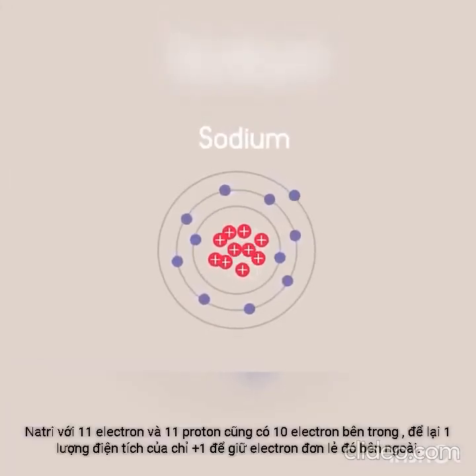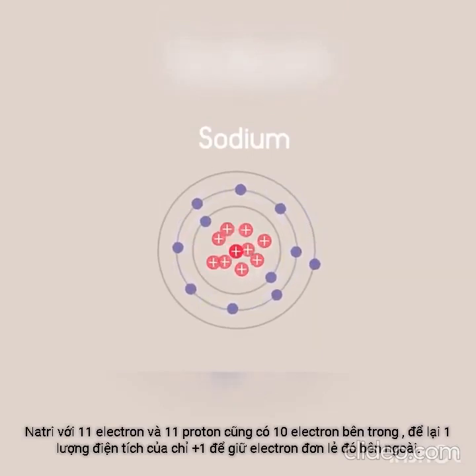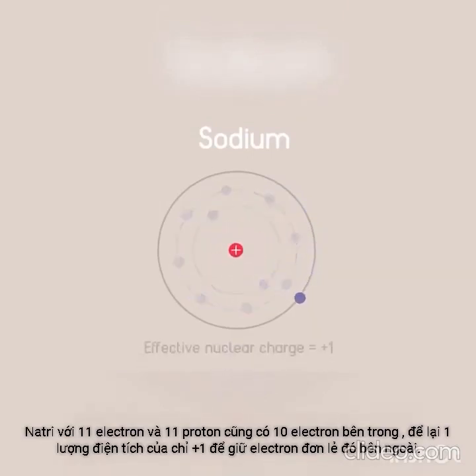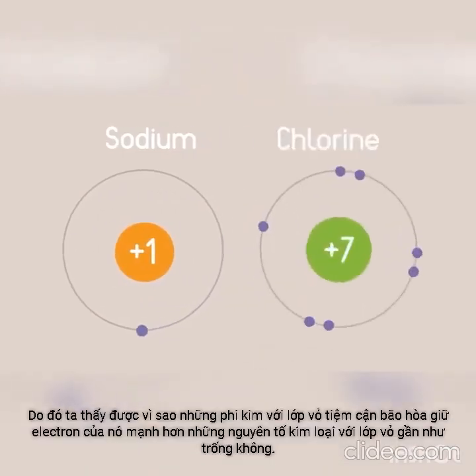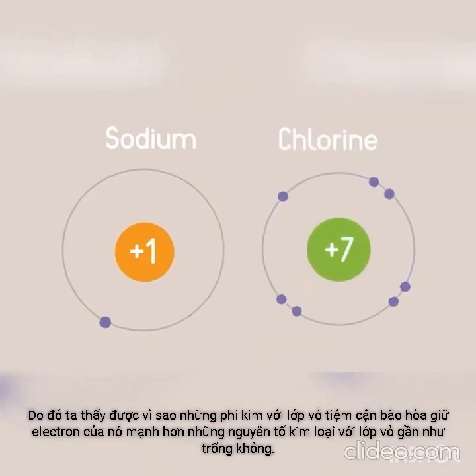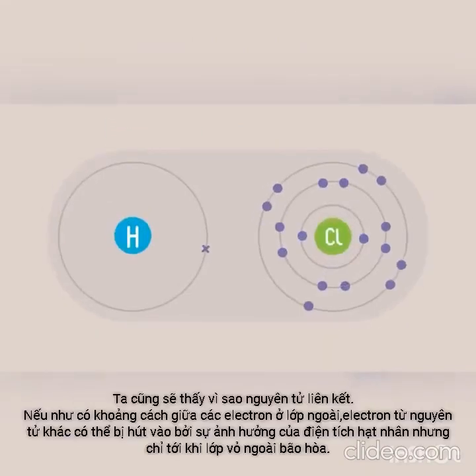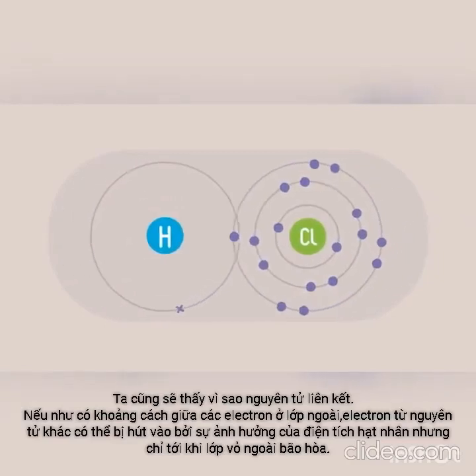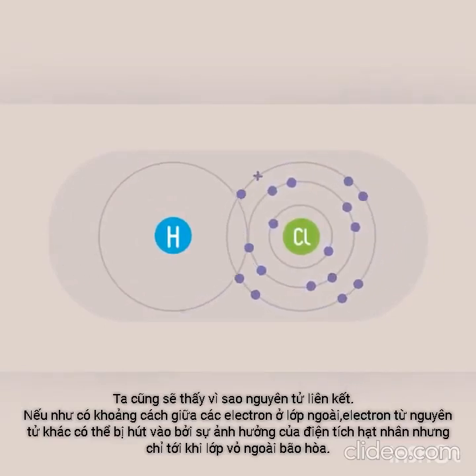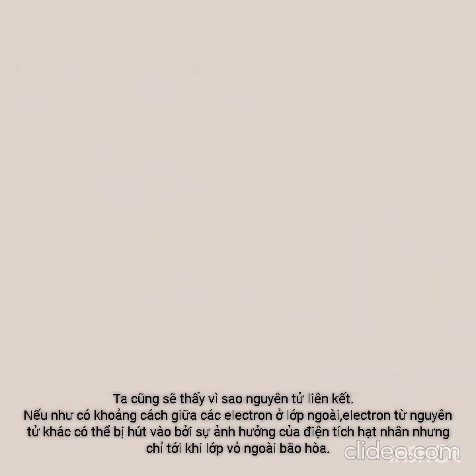Sodium has 11 protons and 11 electrons, with 10 inner electrons leaving an effective nuclear charge of only 1 plus to hold its single outer electron. The nonmetals with nearly full shells hold onto their electrons more strongly than metallic elements with nearly empty shells. We also see that if there is a space in the outer shell, electrons from the outside can be attracted in by this effect. Nuclear charge attracts only until the shell is full.